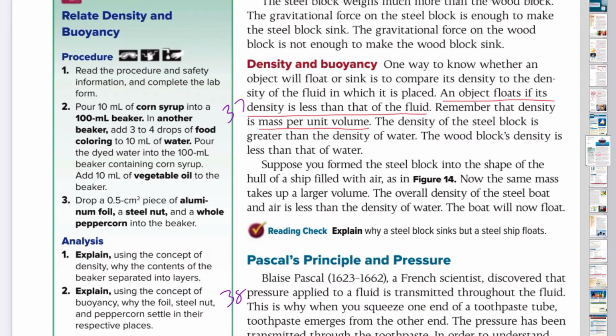So now the same mass takes up a larger volume. The overall density of the steel boat and the air is less than the density of water. So the boat will now float. Remember, this is the steel boat plus the air.